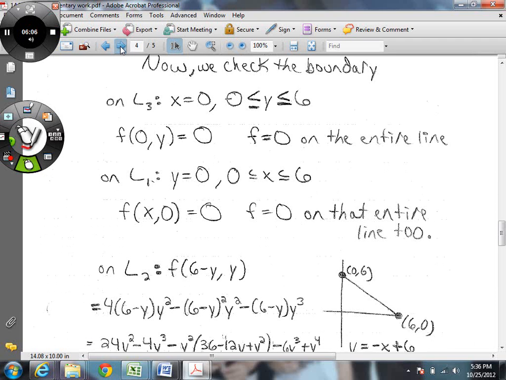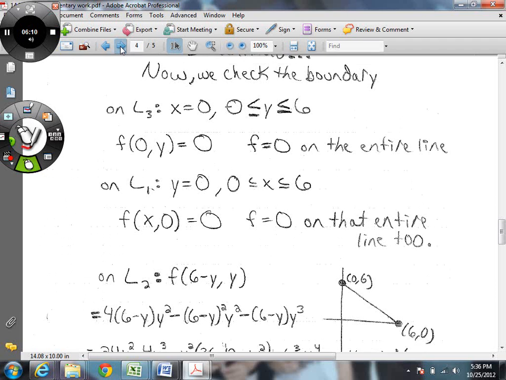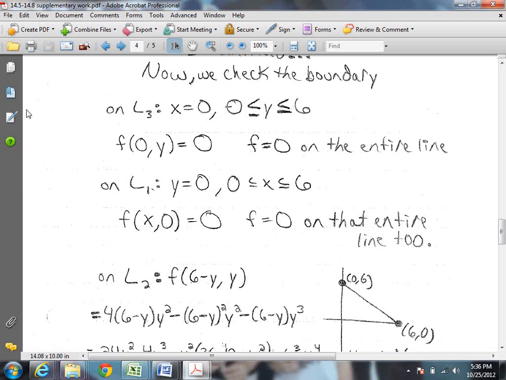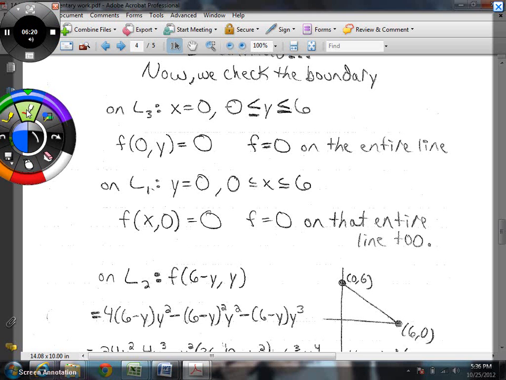So let's check the first one, L3, which I have labeled L3. That's the vertical one. So that's x equals 0 that whole time, it's fixed, and the y value is allowed to vary from 0 to 6. Well, it turns out when you plug in a 0 for the x and you let the y be y, it turns out to be 0, because every little component has an x in it, so it turns out to be 0.